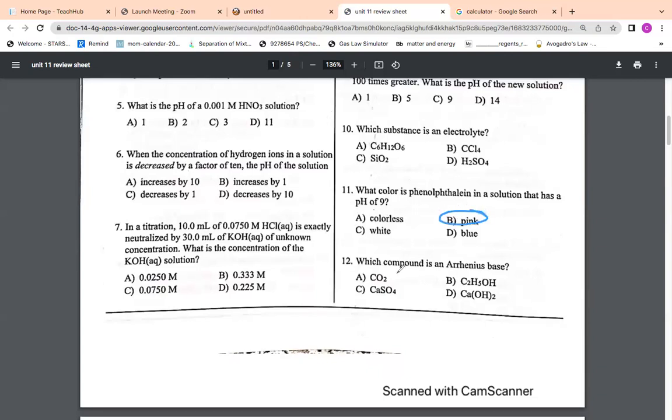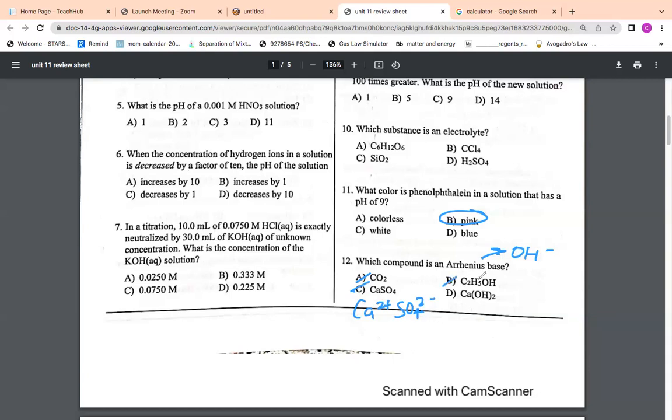Okay. Last one on this page, which compound is an Arrhenius base? Arrhenius bases always give off hydroxide ions, so you have to look for the thing with hydroxide. It's definitely not A, that's carbon dioxide. C doesn't have anything like that. It's going to break up into calcium and sulfate, so it's not that. It's not B, although a lot of people might think that it is.